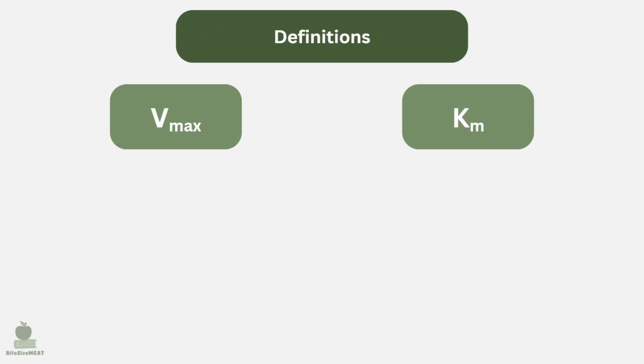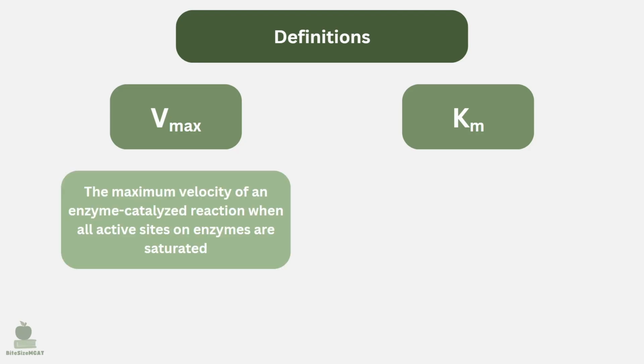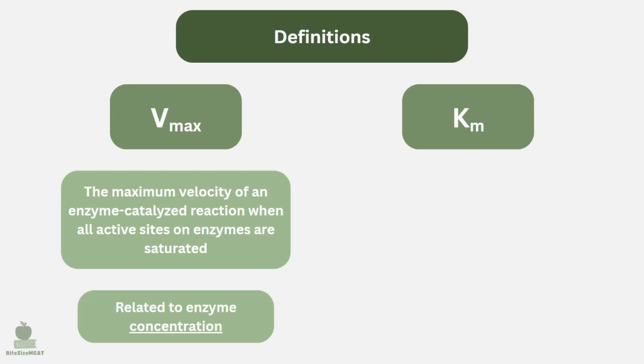So I want to begin with some broad definitions to prime this content for you. First off, Vmax is defined as the maximum velocity of an enzyme-catalyzed reaction when all active sites on enzymes are saturated. Think of this as every enzyme being active at the same time. That is the maximum speed or output that we have. And this is related to enzyme concentration because as we increase enzyme concentration, our Vmax can also increase.